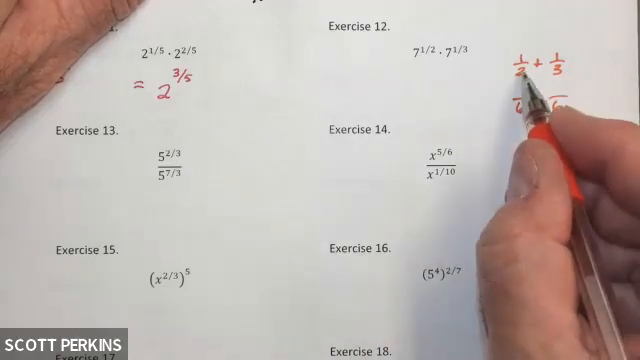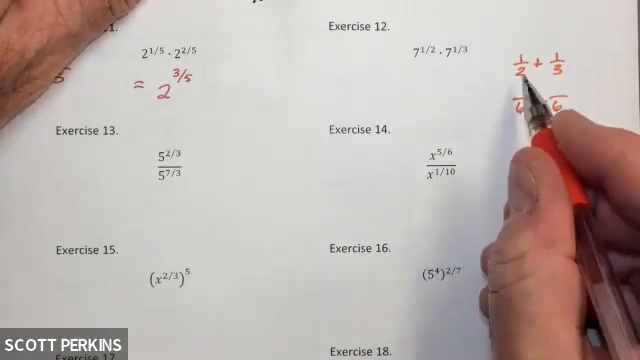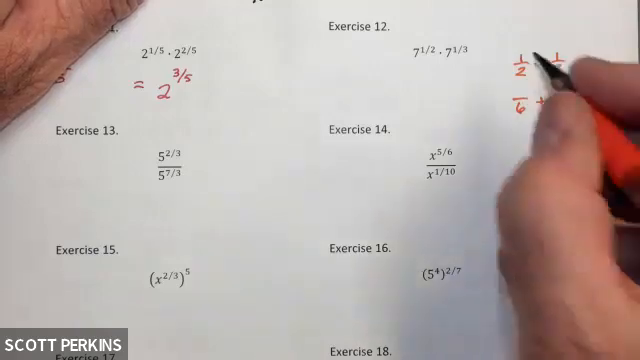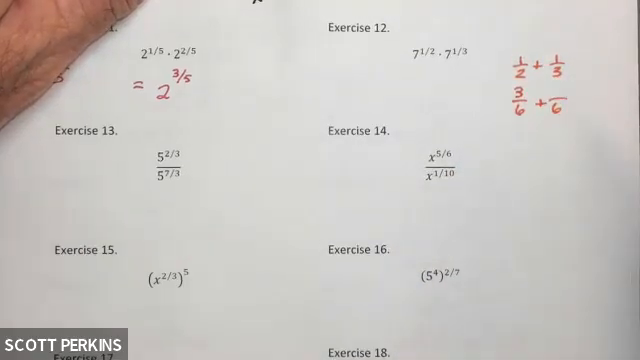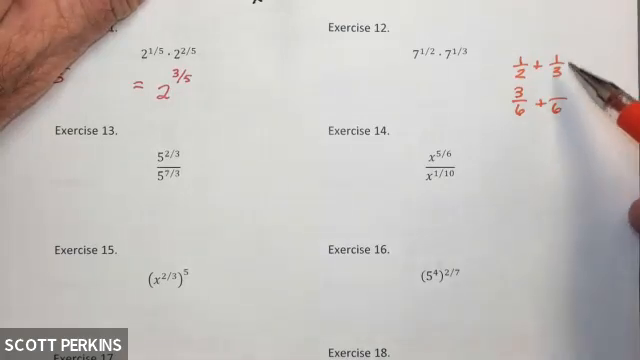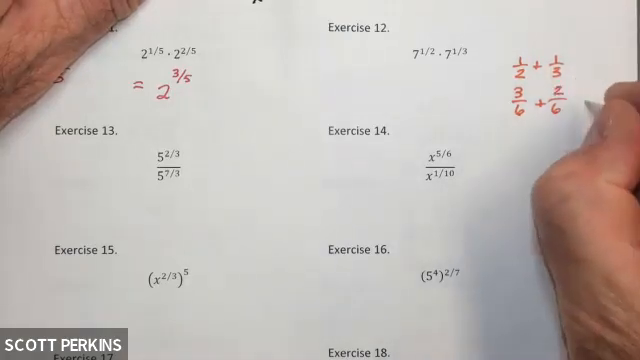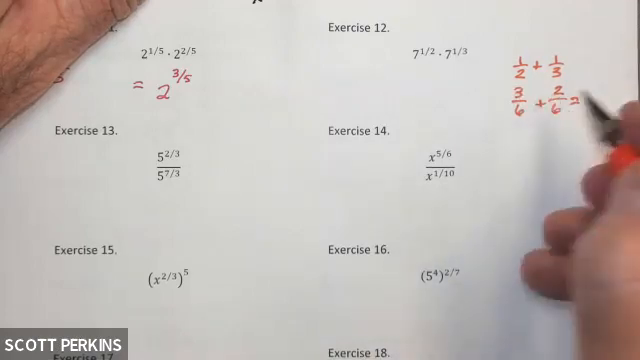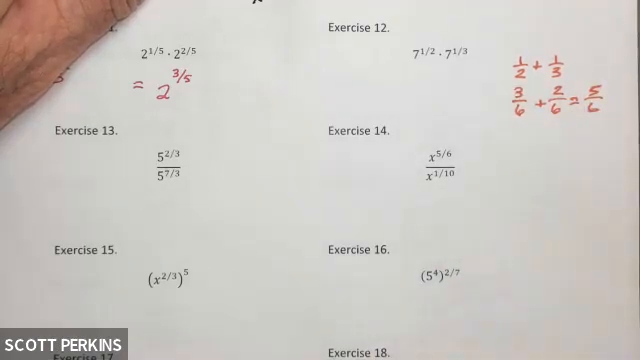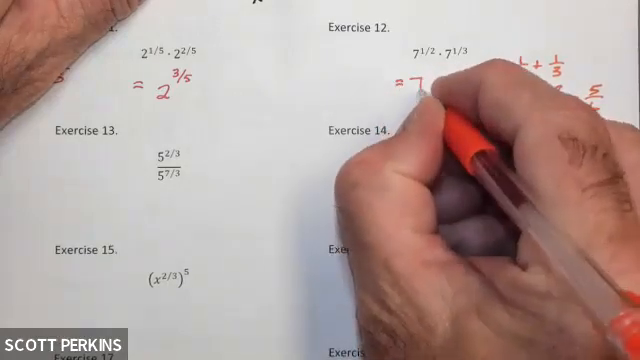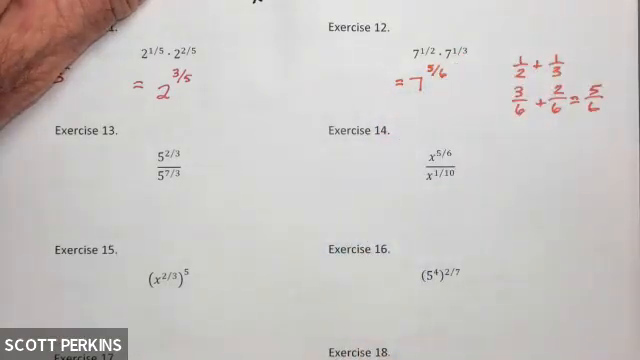So what do I multiply 2 by in order to get 6? How do I change this first fraction? Multiply by 3. So 3 times 1 is 3/6. And then the reverse is true. 3 times 2 gives me 6, so 1 times 2 is 2/6. So when I add those up, 3/6 plus 2/6 becomes 5/6. That's my new exponent. So over here, I've got 7 to the 5/6 power.